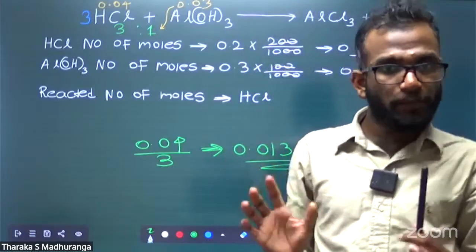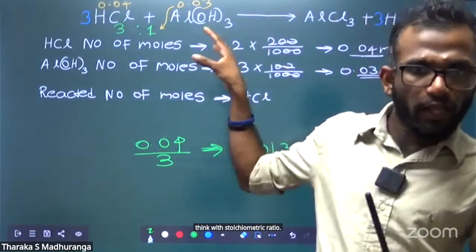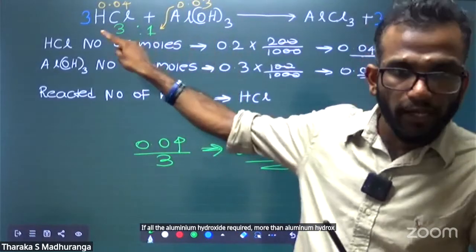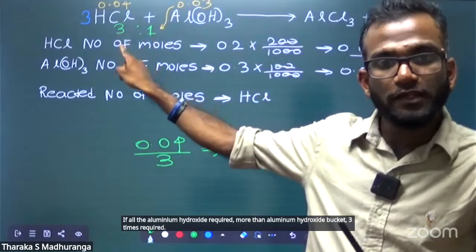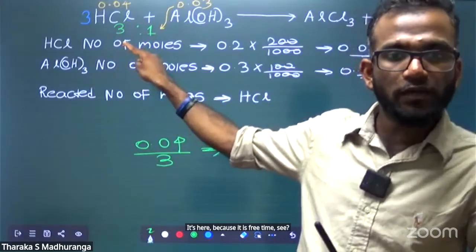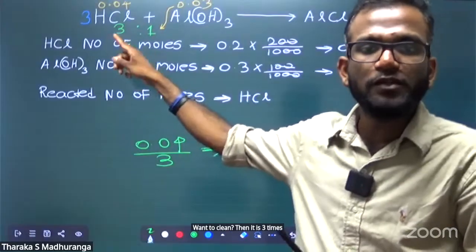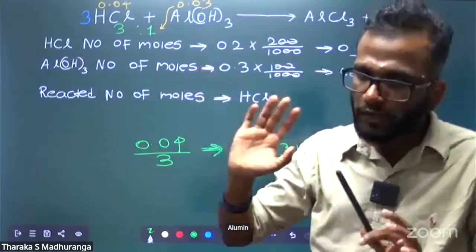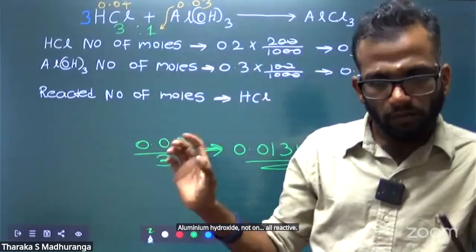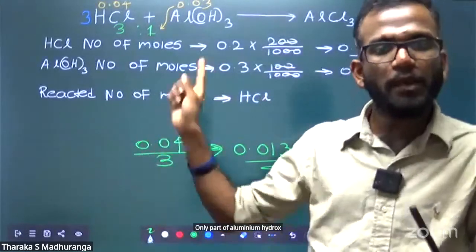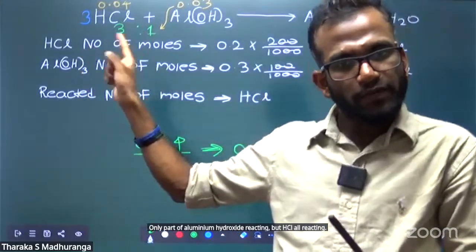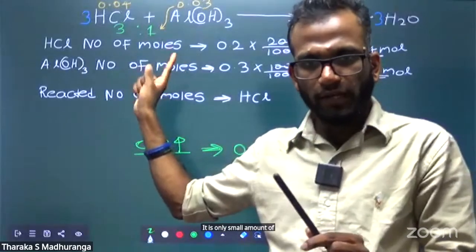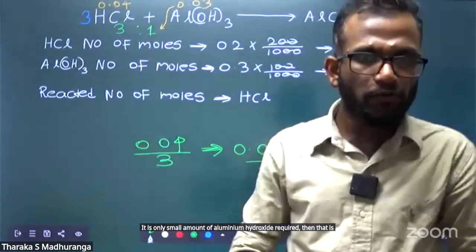Think with the stoichiometric ratio. If all aluminium hydroxide reacts, 3 times HCl is required, because it is 1 to 3, but it is not available. That's why we can think aluminium hydroxide is not all reacting, only part of aluminium hydroxide is reacting, but all HCl is reacting. If all HCl is reacting, only a small amount of aluminium hydroxide is required, and that is the reacted number of moles.